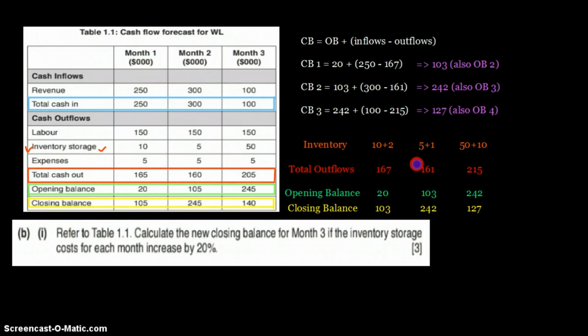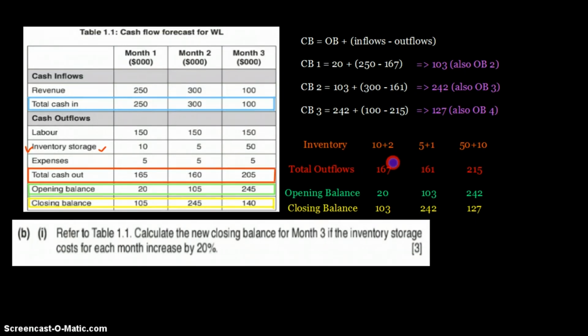10 plus 2, 5 plus 1, 50 plus 10. The 10 plus 2 is the 20% of $10,000, so 10 plus 2, $12,000. 5 plus 1, $6,000. 50 plus 10, $60,000. These are your new inventory costs. This is the only change that was told to us.